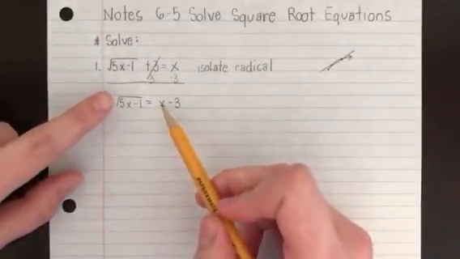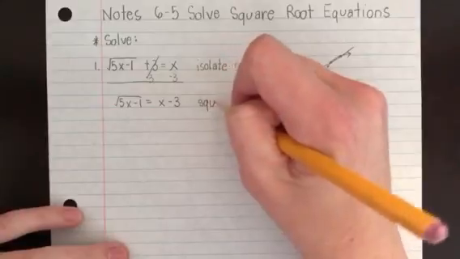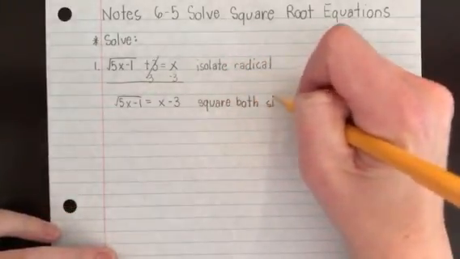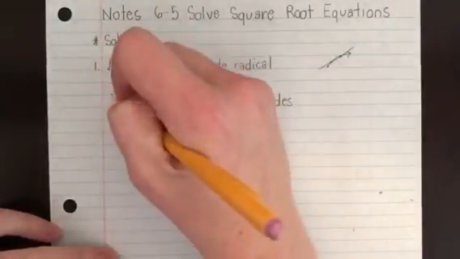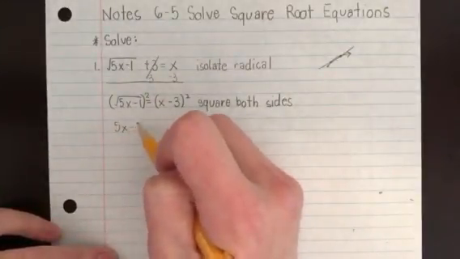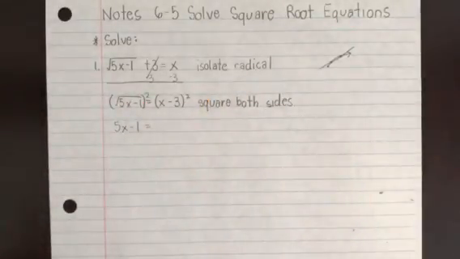Okay, so now that I've isolated my radical, you're going to square both sides just like before. But again, the difference is when I square both sides, the 5x minus 1 is just that, but now I've got a FOIL. That x minus 3 squared means I've got 2 of those.